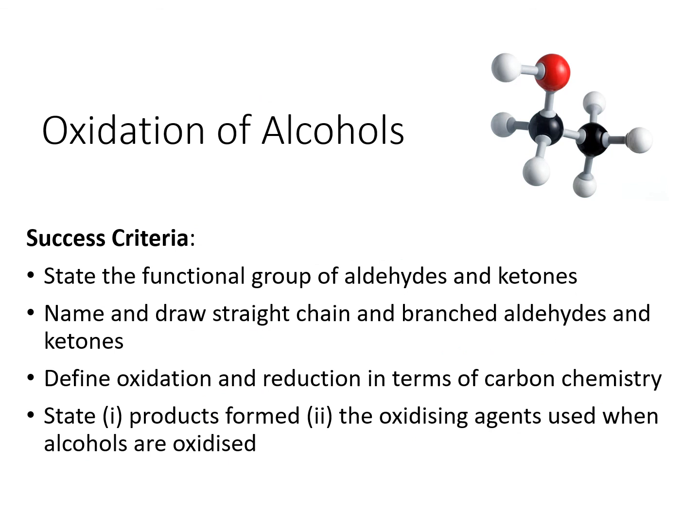So that's us done. So thank you for getting towards the end of this. So we have stated the functional group of aldehydes and ketones. We have named and drawn straight chain and branched aldehydes and ketones. We've defined oxidation and reduction in terms of carbon chemistry. And we've also stated 1, the products, and 2, the oxidizing agents used when alcohols are oxidized.